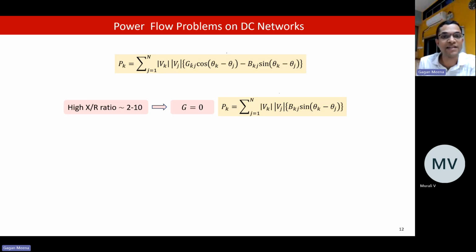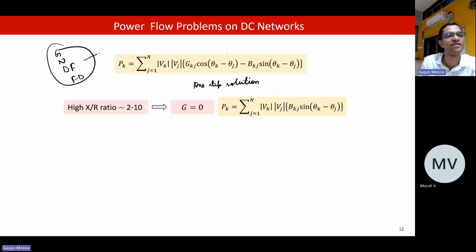DC power flow is a one step solution. Whatever methods we have seen, Gauss Seidel, Newton Raphson, decoupled or fast decoupled, all these are iterative solutions. At least more than one iteration is required to solve this problem, but DC power flow will give you a one step solution. No iteration is required. When we require a very fast solution, when a system is very large, even one iteration is quite large.